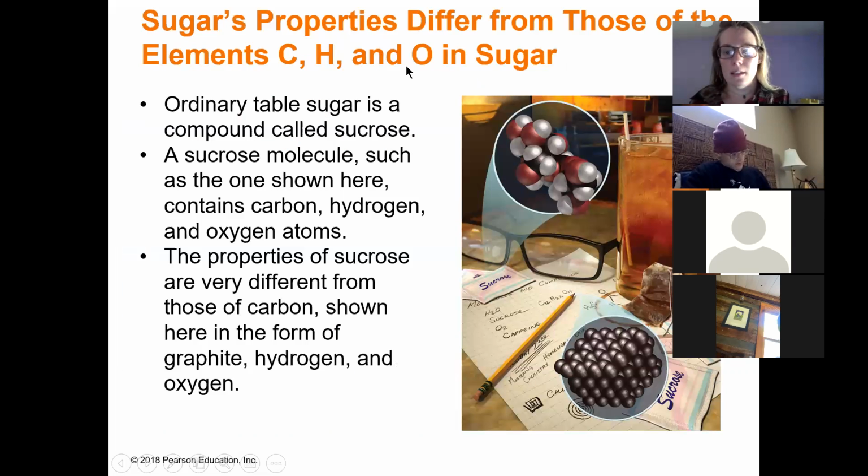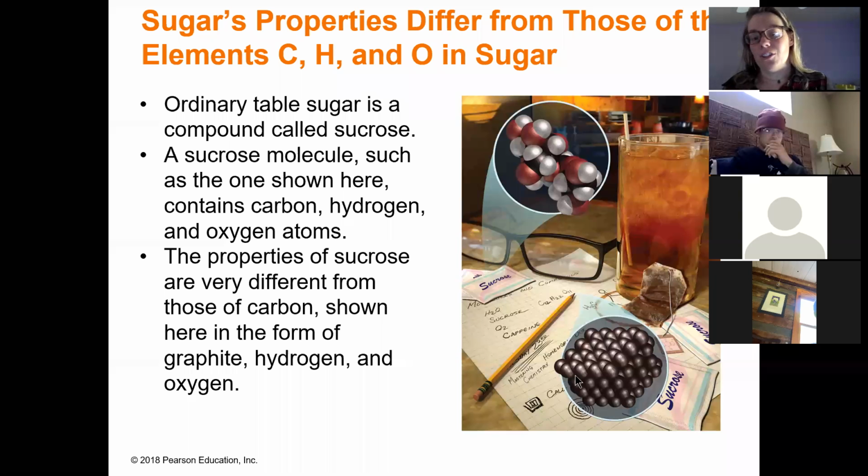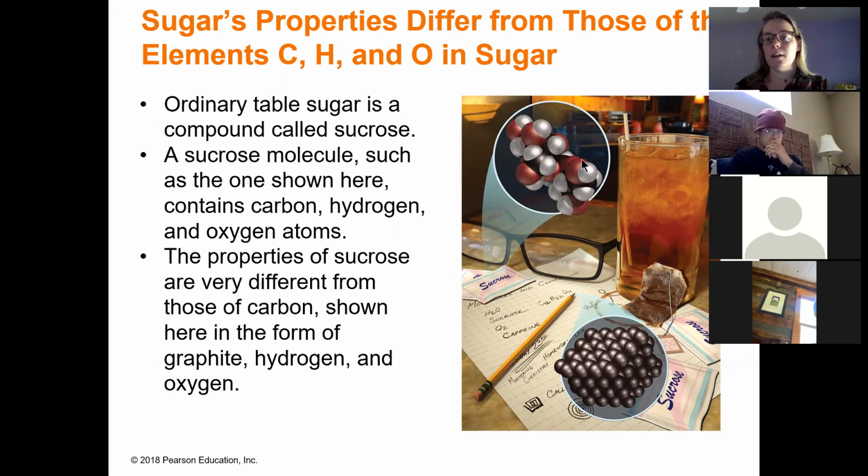So here we've got an image of sucrose, sugar, and sugar is a combination of carbon, hydrogen, and oxygen. The sugar molecule and the properties of sugar are very, very different from carbon or hydrogen or oxygen. You would never eat a hunk of carbon on its own in the form of graphite or a diamond. It's only when it comes together in this very specific ratio and this very specific ordering that it takes on the properties of sweetness or sugar.